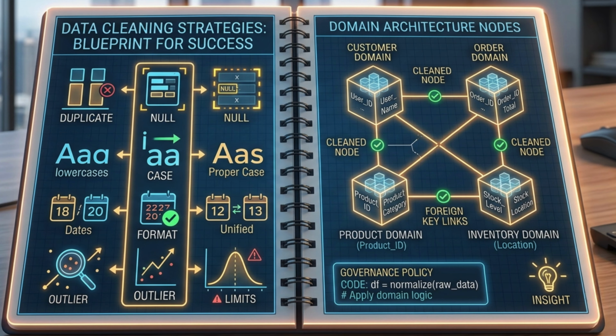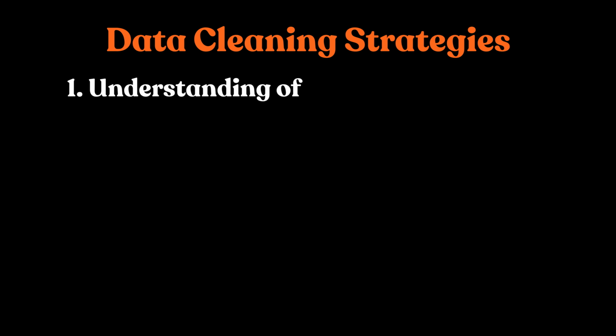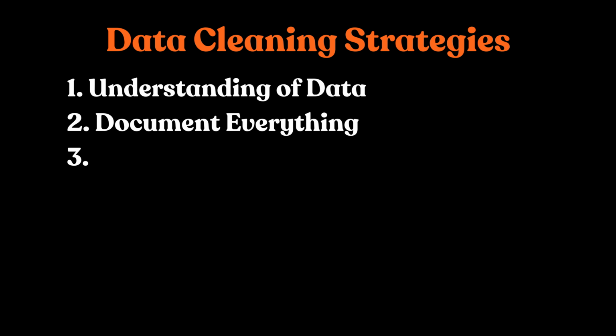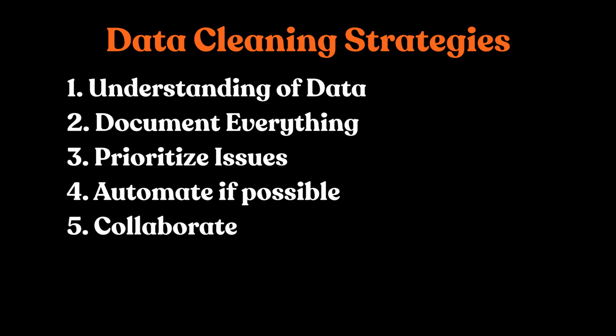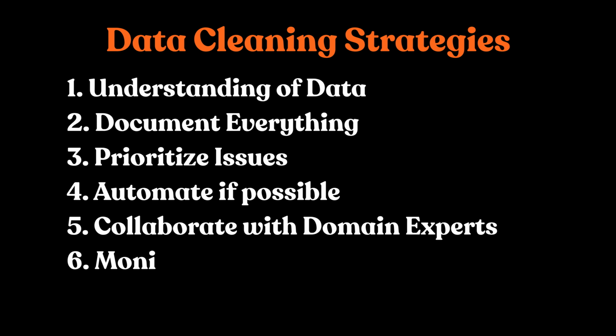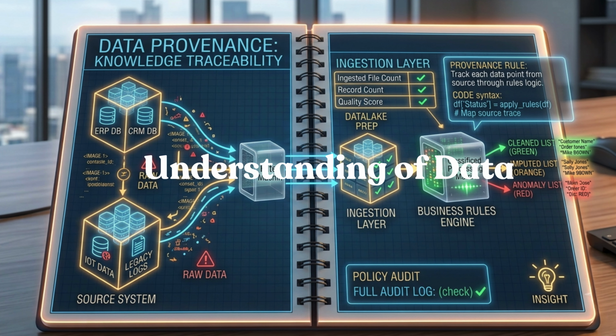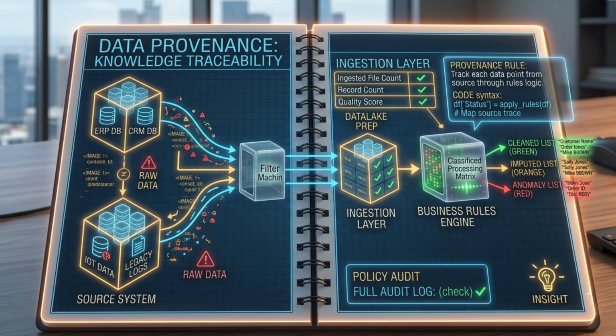Having technical tools is one thing, but running an efficient data cleaning pipeline requires strategic planning. These strategic plannings are: understanding of data, documenting everything, prioritizing issues, automate if possible, collaborate and communicate with domain experts, monitor and maintain. Now let's understand them one by one. Strategy point number 1. Understand your data. You must grasp the source, business logic, and domain context behind the numbers. Knowing business limits helps you distinguish between true extreme signals and systematic data collection bugs.